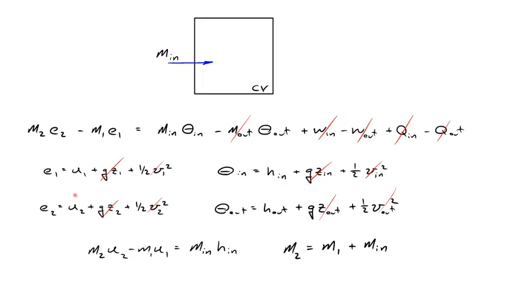So let's say, for example, you had a problem and you knew the amount of mass that went into this control volume, you knew its temperature, and you knew its pressure, so you can calculate the enthalpy of that mass flowing into it.